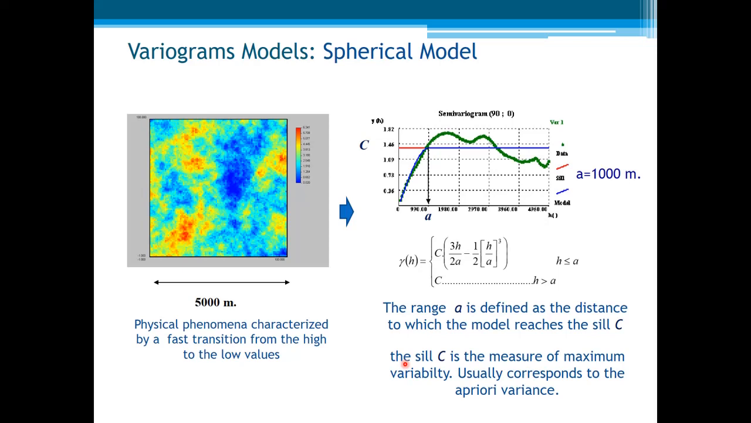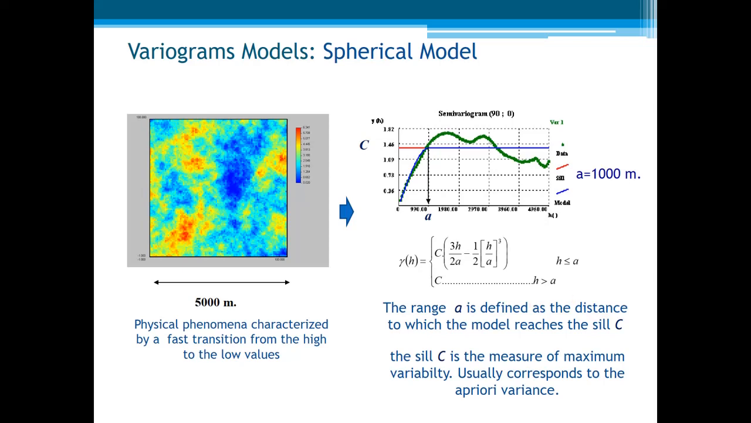Now let us start with the spherical model, maybe the most common model used in geostatistics. This image here represents the reality, an image of the spatial dispersion of a given property we are studying. This is a typical phenomenon characterized by a fast transition from the high values to the low values. And here is the corresponding variogram: the green is the experimental variogram of the image, and the blue is the model. This is an omnidirectional variogram.